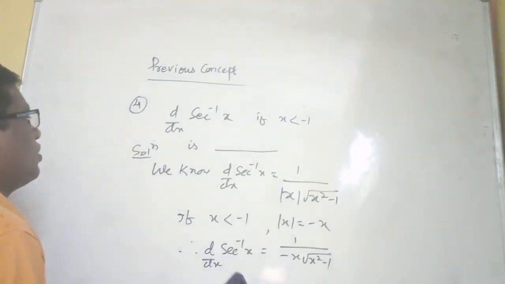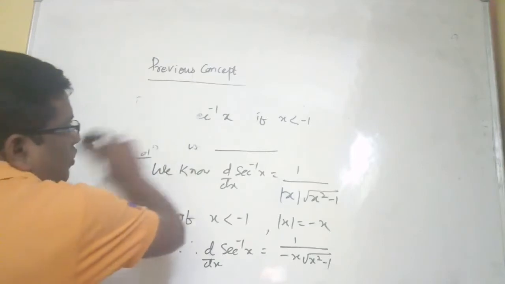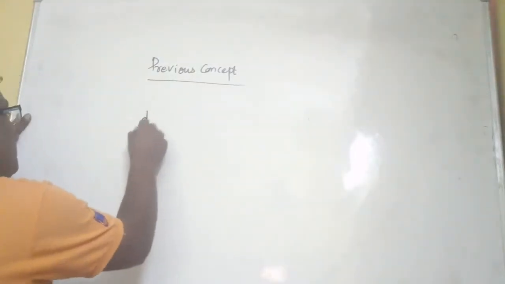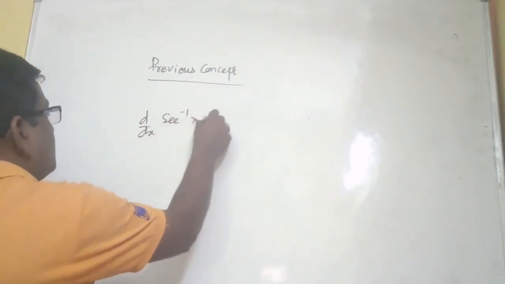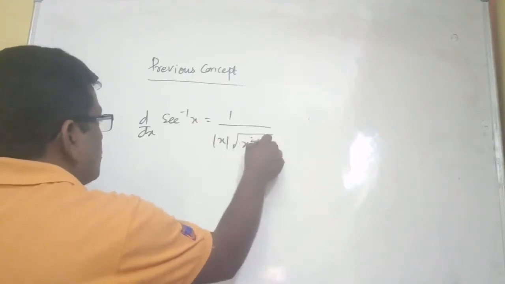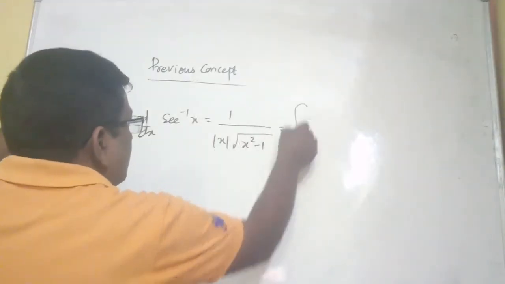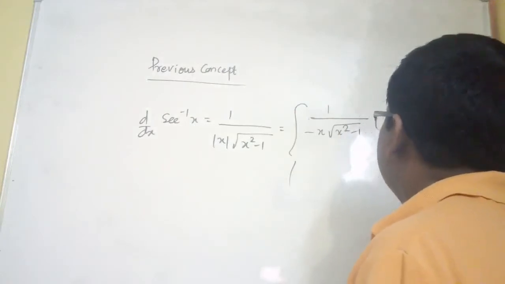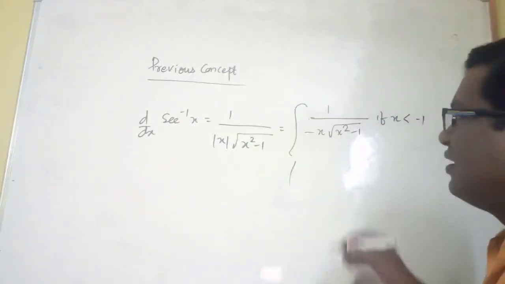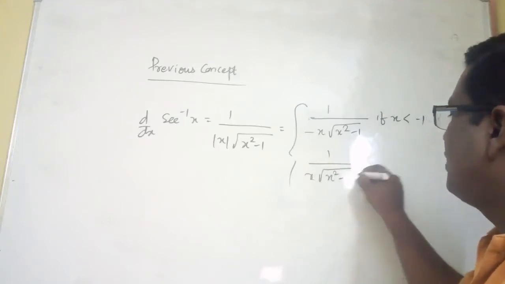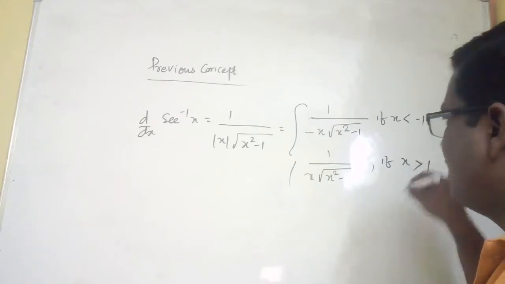From this question we conclude that d by dx of sec inverse x is equal to 1 by mod x root over x square minus 1. This can be written as 1 by minus x into root over x square minus 1 if x is less than -1, and 1 by x into root over x square minus 1 if x is greater than 1.